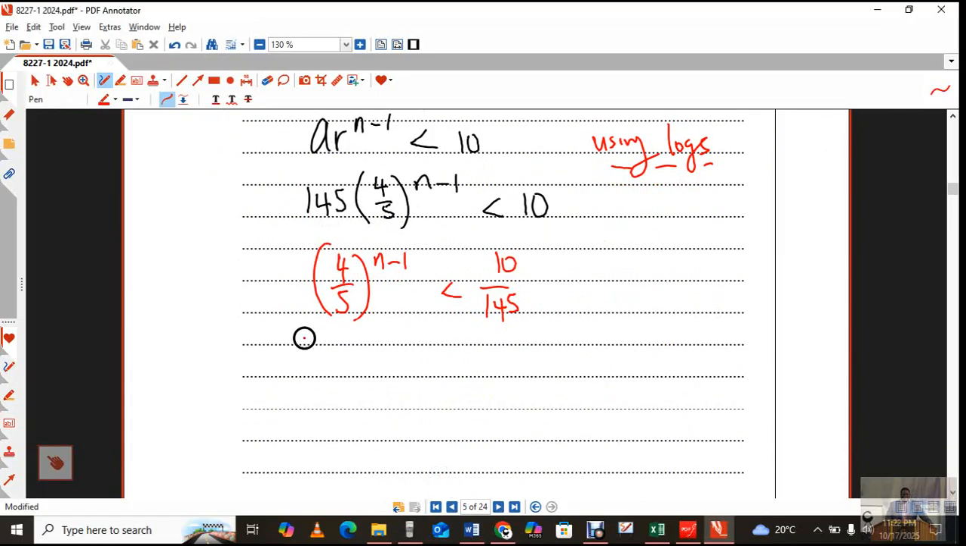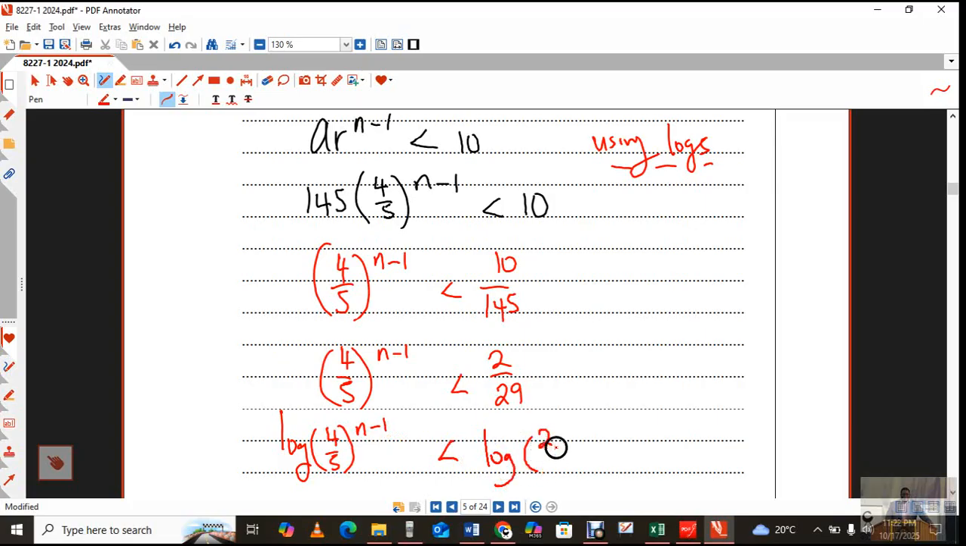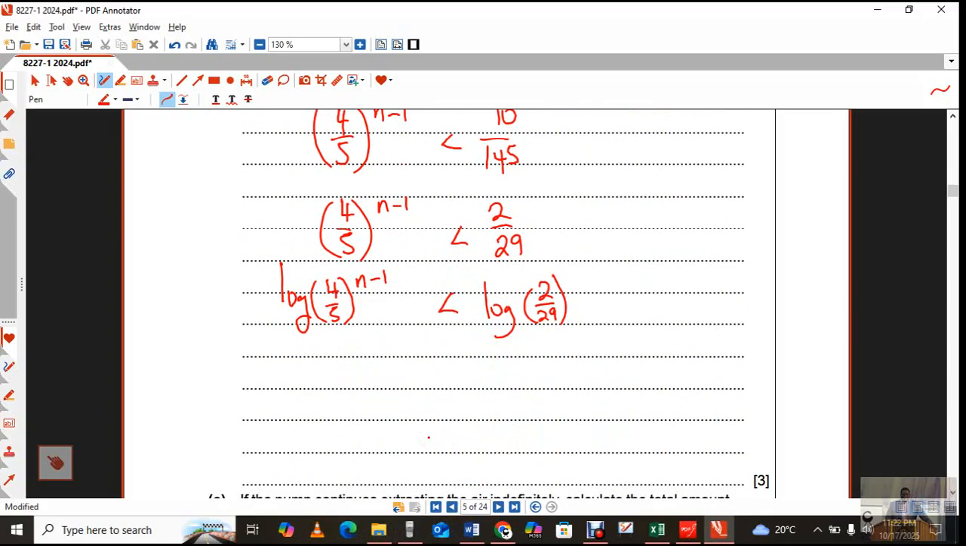So I have 4 over 5. You could also write this as a decimal of 0.8. Doesn't really matter now. And then this is 2 over 29. Now, we are going to take logs both sides. I'm going to take the log of 4 over 5 raised to the power n minus 1, and then I'm going to take the log of 2 over 29. Right, so using the power law, obviously the n minus 1 comes in front, and then you have log of 4 over 5 is less than log of 2 over 29.